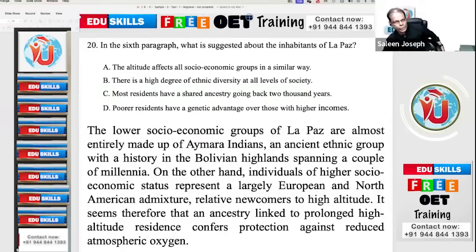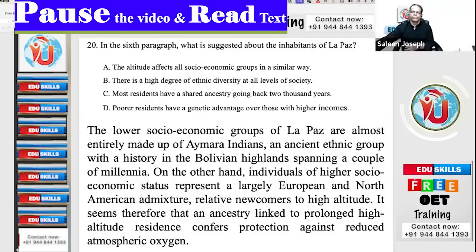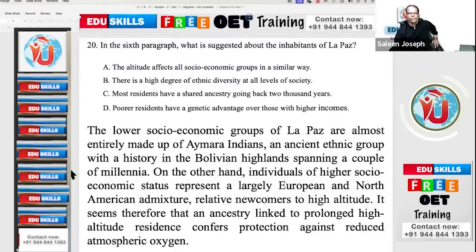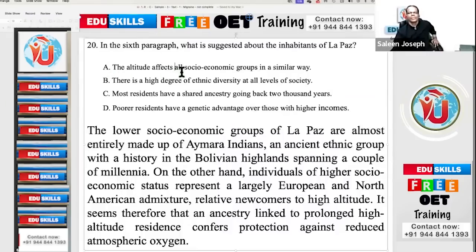Question number 20. Have a glance, read yourself. Okay, time up. Somebody please answer. Why? Option A has got an absolute, all, so I eliminated. And B also has got an absolute, all, eliminated. And C is not meant.